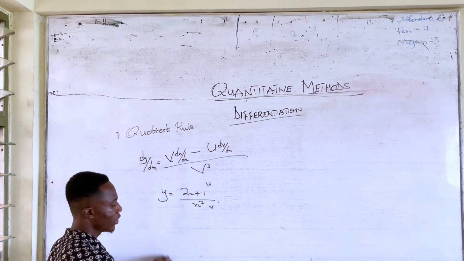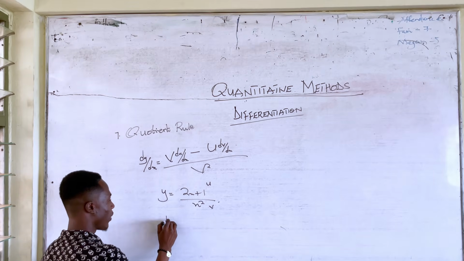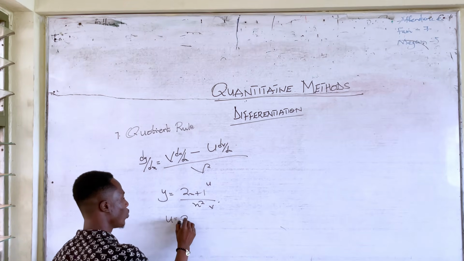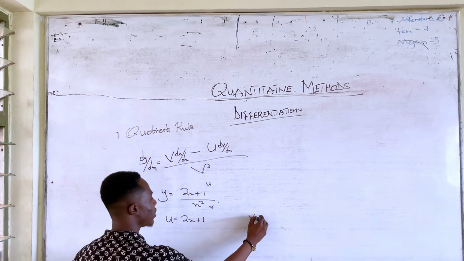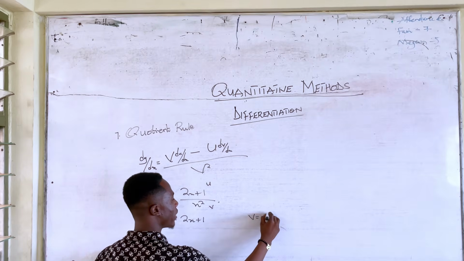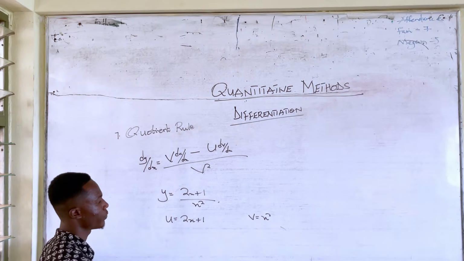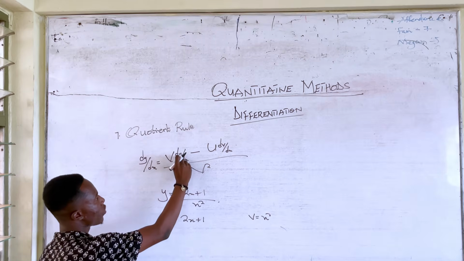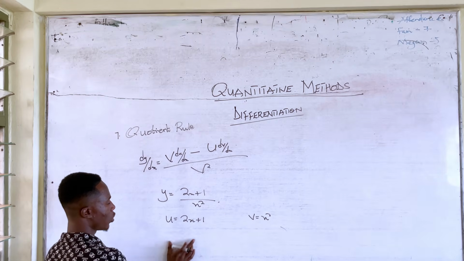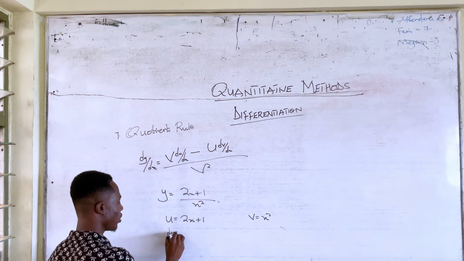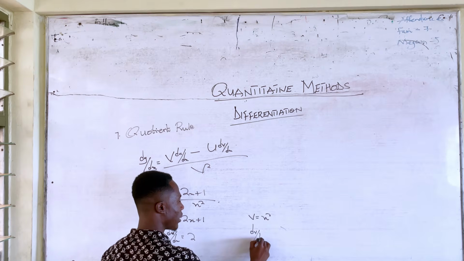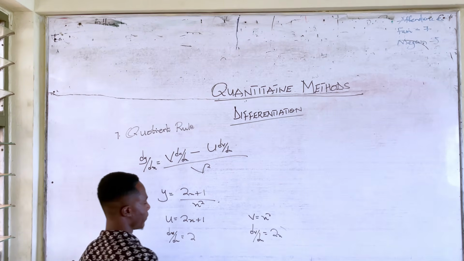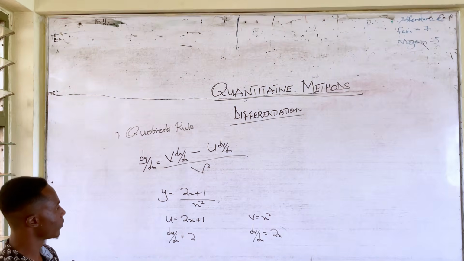So let's introduce our u, which is equal to 2x plus 1, and v is equal to x squared. Let me clean them so that I don't get confused. So here we need du/dx and dv/dx. We are going to differentiate them just like the first one. du/dx is equal to 2 and dv/dx is equal to 2x. Okay, and we are going to substitute them into the formula.